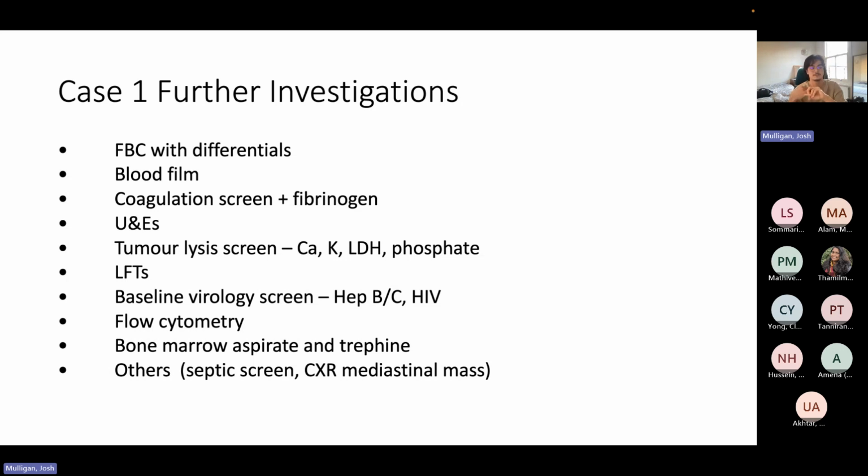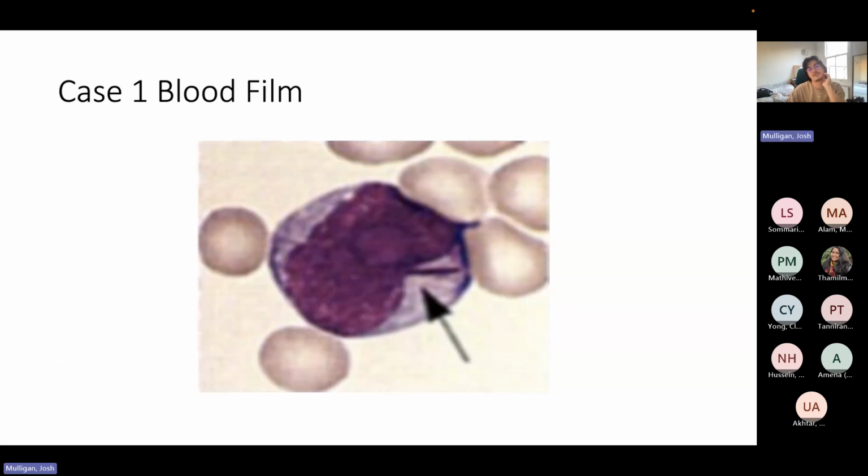thrombocytopenia and anemia, always good. If I were to push, just choose the most important ones: full blood count, blood film, coagulation. LFTs you always throw in there, and then you could possibly look at flow cytometry as well, maybe further down the line. But okay, so that's the further investigations we have. So on the blood film, this is what you see. Does anyone know what this is?